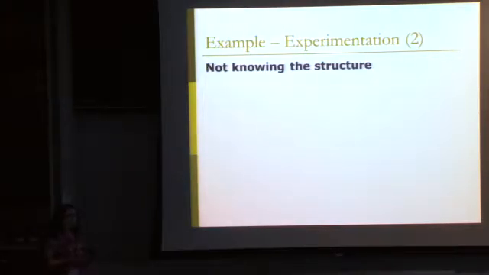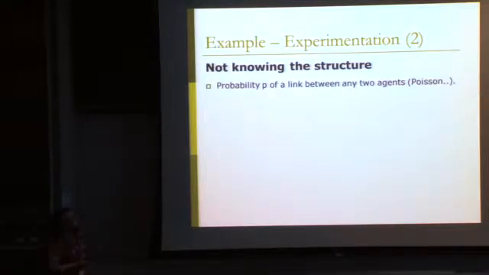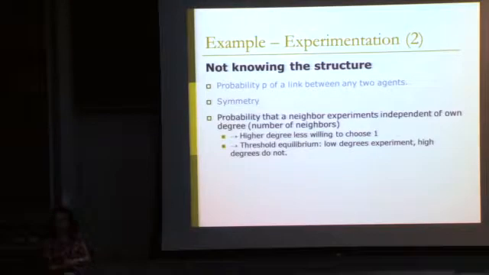But as it turns out, this is a case in which including incomplete information helps us from a modeling perspective and from an empirical perspective. So suppose we don't know the structure, and let's assume that what we know is that there is an Erdős-Renyi or a Poisson network that underlies the formation of these networks. So suppose there is a probability P of a link between any 2 agents. Okay? And everything is symmetric. And so the probability that a neighbor experiments is independent of one's own degree. So this is what I'm going to assume for now.